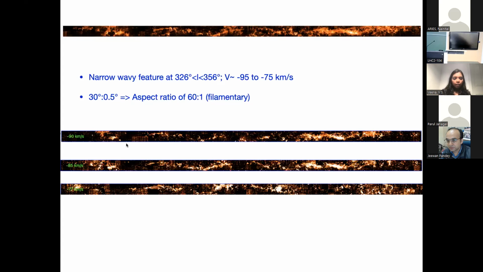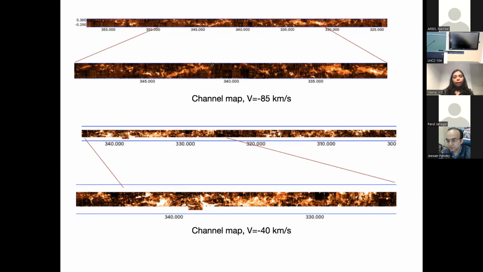Shown here are 3 example individual velocity maps. These are maps of resolution 30 arc seconds. And here also we can see this kind of wave-like feature. In the latitude range minus 0.5 to 0.5, you can see they are confined to a specific latitude range in a specific location.